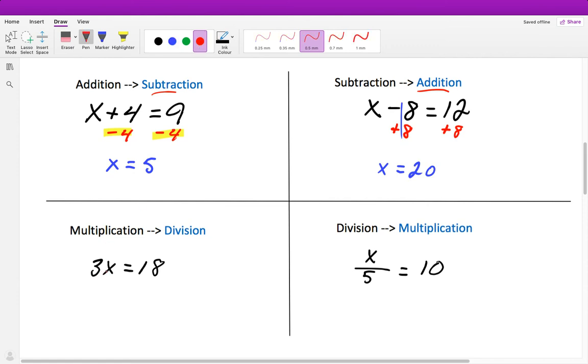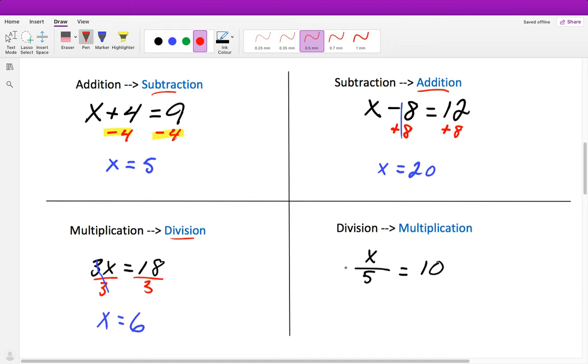Here we see it's 3 times x is equal to 18. Whenever we have multiplication, we will divide each side by whatever is being multiplied to isolate our variable. What we do to one side, we have to do to the other. 3 divided by 3 is 1, so it becomes 1x, which we don't have to write because we can just write x. And 18 divided by 3 is equal to 6.